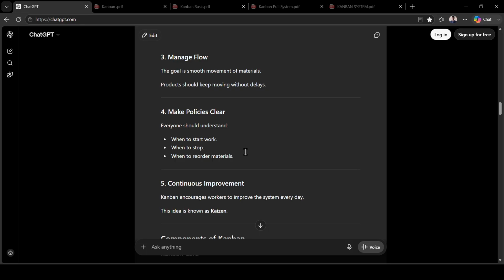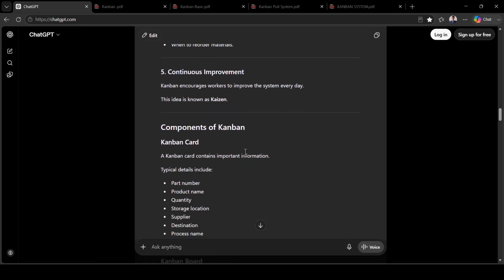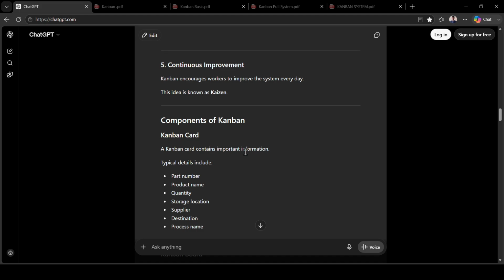Another principle, make policies clear. Everyone should understand when to start work, when to stop, when to reorder materials. Then another principle is continuous improvement. Kanban encourages workers to improve the system every day. This idea is known as Kaizen.